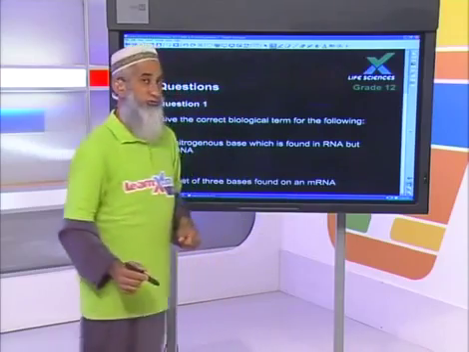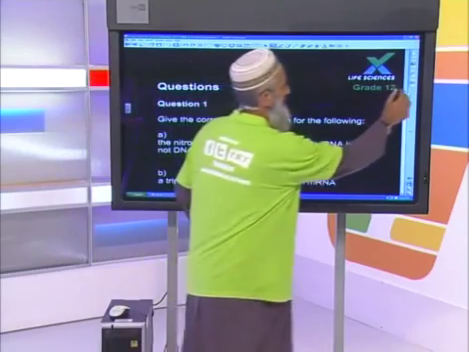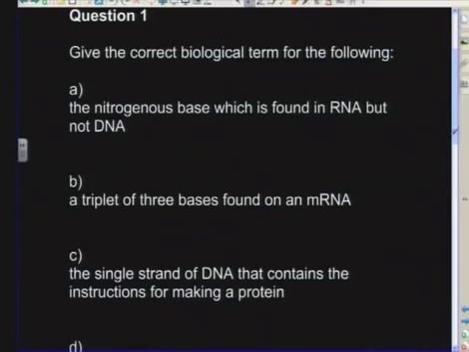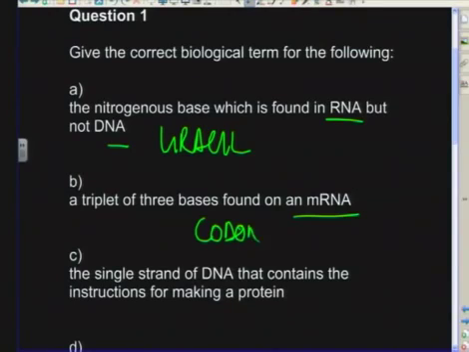All right, we go straight to the questions then. Let's look at the first one. I'm only going to look at the correct biological terms. Nitrogenous base, which is found in RNA, but not DNA. That one is easy. It's uracil. A triplet of 3 bases found on an mRNA, what we call the collective. We call it the codon because it provides the code.